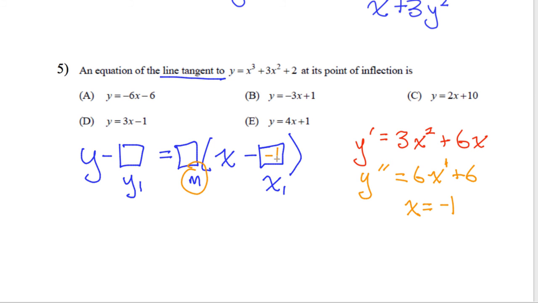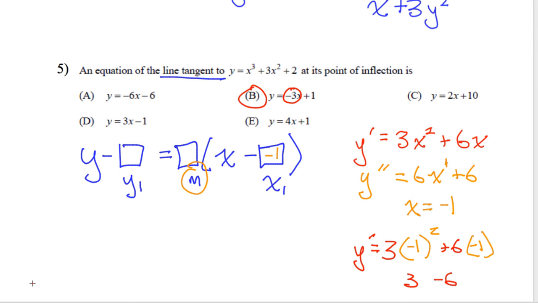So let's plug in this negative 1 into this y prime. When I do that, I get negative 1 quantity squared, and there's my negative 1 right there. Rewriting the rest of that equation, it's plus 6 there, 3 there. Y prime is equal to that. So negative 1 squared is 1 times 3 is 3. 6 times negative 1 is negative 6. 3 minus negative 6 is negative 3. The correct slope is negative 3. There it is. Negative 3, correct answer is B. We don't care about the y-intercept. Questions on number 5?